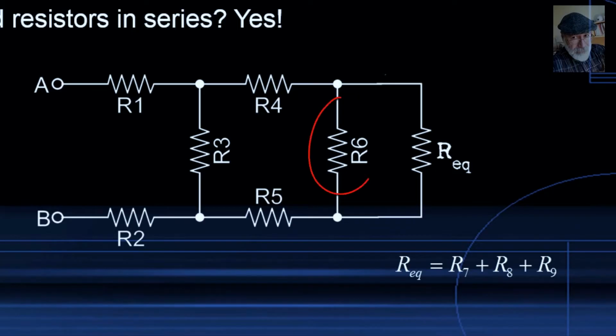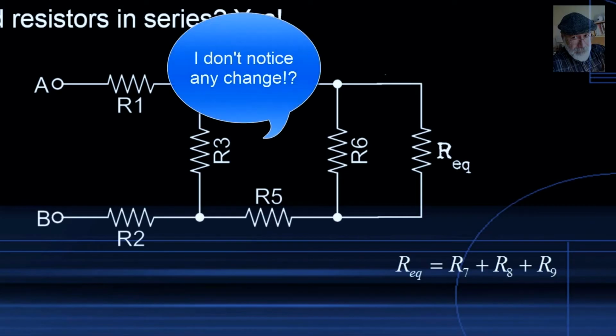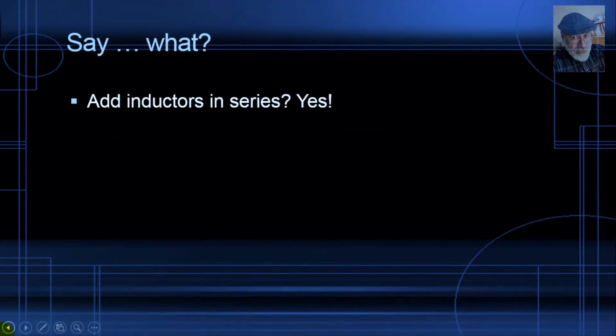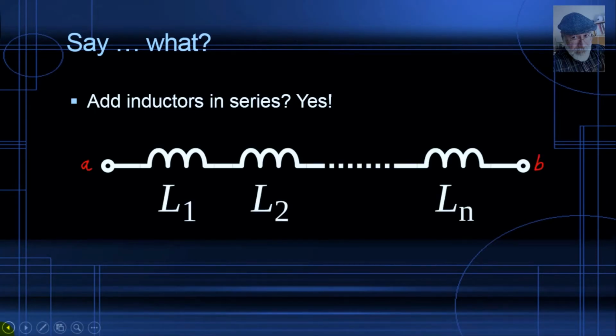However, for R6, R4, R5, R3, R2, and R1, nothing has changed. Each one of the other resistors in the circuit, the ones that have preserved their identity, they see the same voltages and they see the same currents. In that sense, Req is equivalent to the original branch with the 3 resistors. And inductors? Yes, inductors in series we also can simplify the same way.